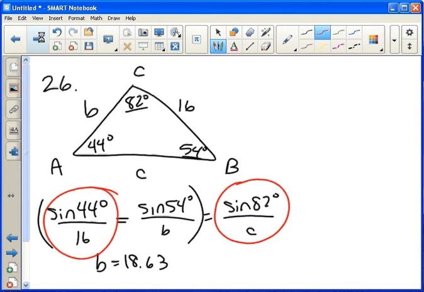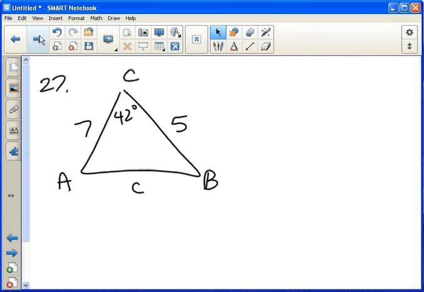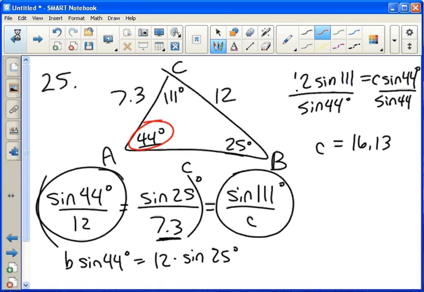And finally 27. The way you know you cannot use the law of sines is if you don't have any pairs. Now let me back up and show you what I mean. What we had originally in number 25 was angle A, angle B, and side A. So we had a pair here. We had angle A and its corresponding side. So the fact that we had that pair meant we could use the law of sines.